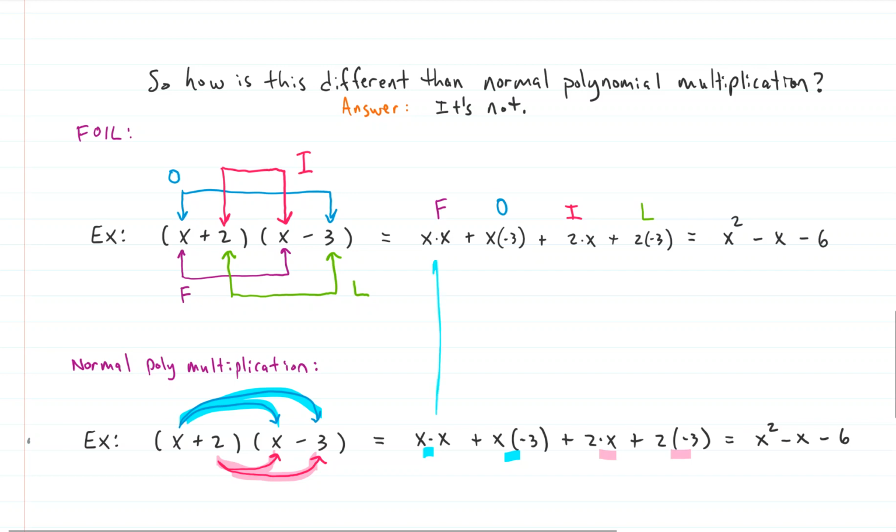Identical. x times x, same. x times negative 3, same. 2 times x, the same, and negative 3 times 2, exactly the same. So our answer is the same thing. The negative 3x and the 2x give us negative x, and we get x squared minus x minus 6, which is the exact same thing we had above. So FOIL is not any different than normal polynomial multiplication. It's just an acronym to help you remember the parts.